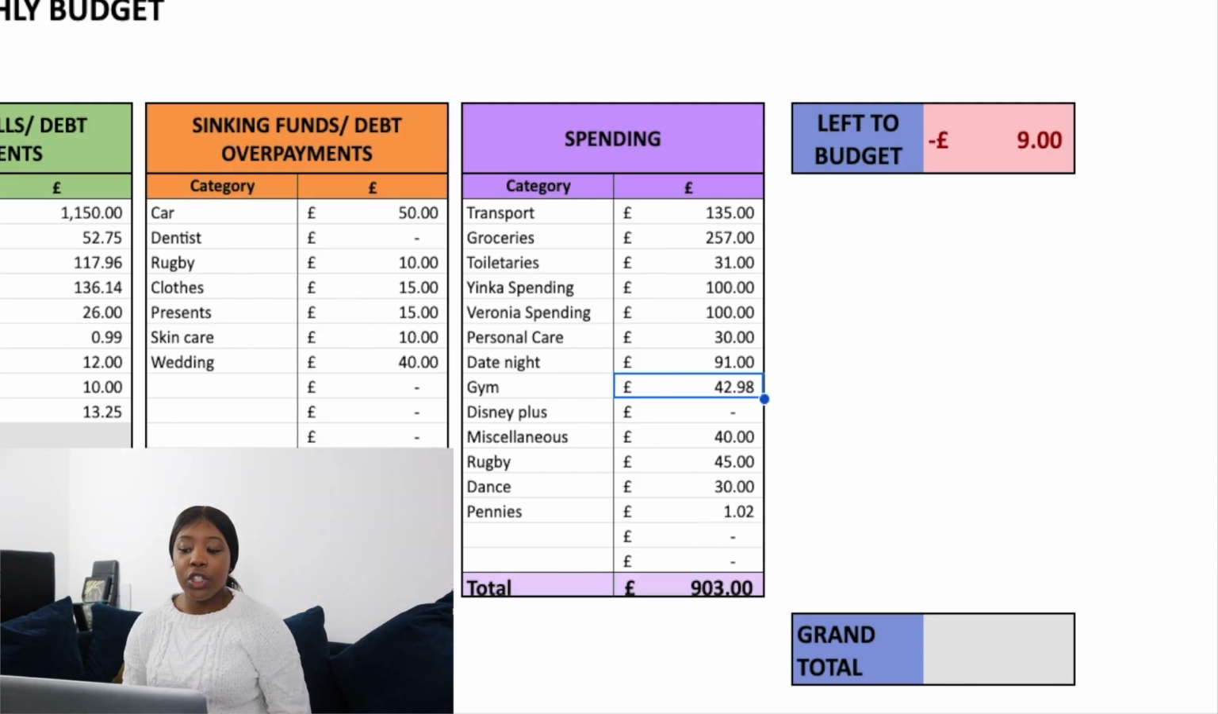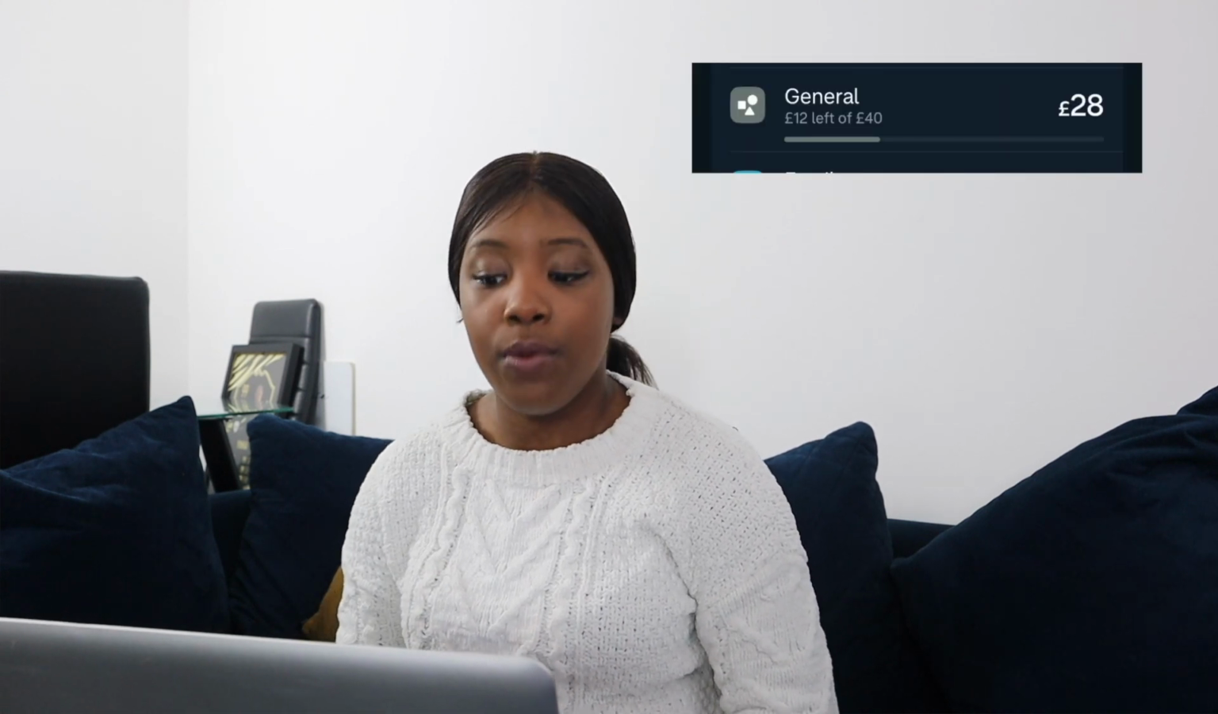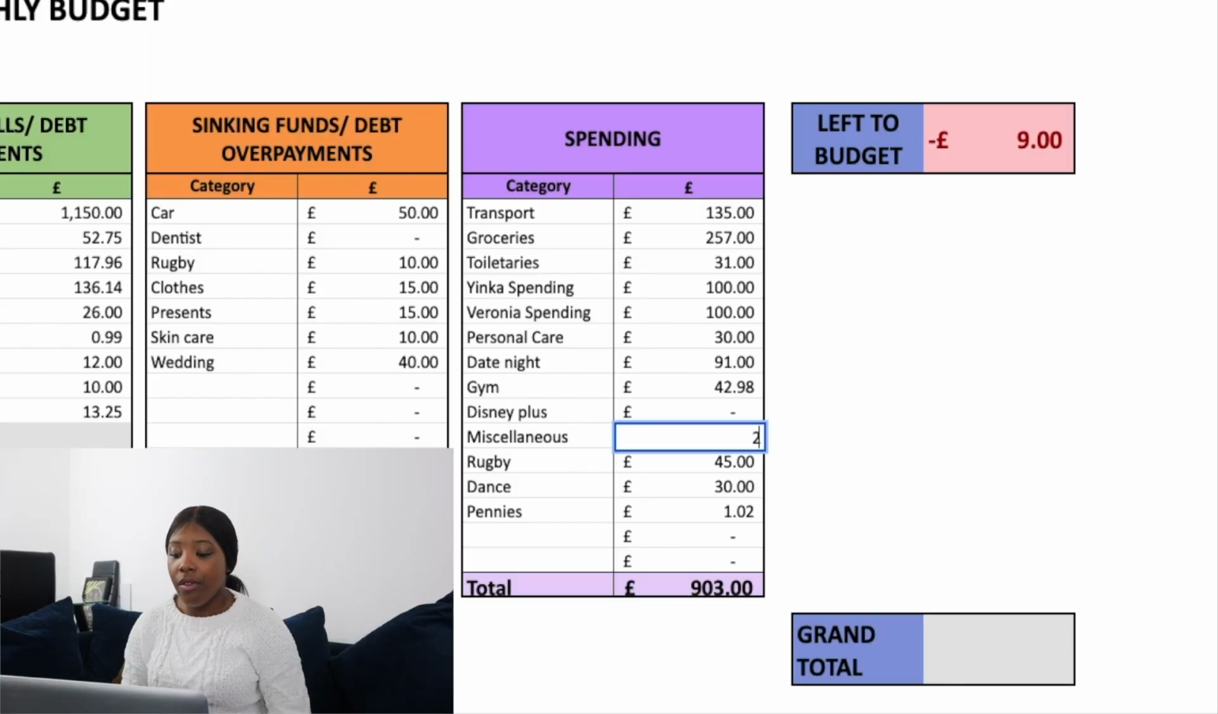Then we've got our gym membership, so that's a direct debit. It's $42.98. Disney Plus we are not currently paying for because we have an annual subscription. Miscellaneous, we had an original budget of 40, and this time we went under. We ended up spending only 28 instead of 40. And if we move over to my husband's rugby games, that's 45, so that's just a bank transfer. Dance as well is just a bank transfer, that's 30.